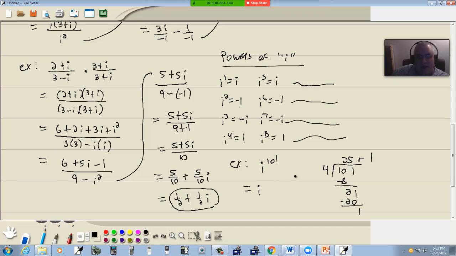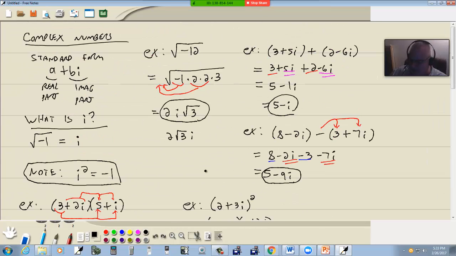If you've got i to a power, you can divide by 4, and then you can rewrite this as i to the remainder. Well, we said the remainder is 1, so that becomes i to the first power, and i to the first power from up above is simply i. And that would be our answer. Let me clear those off, and that's complex numbers.